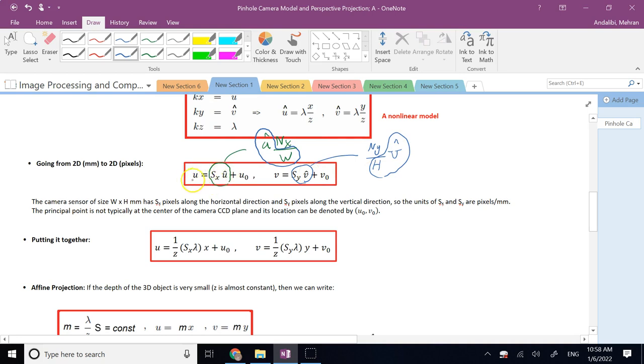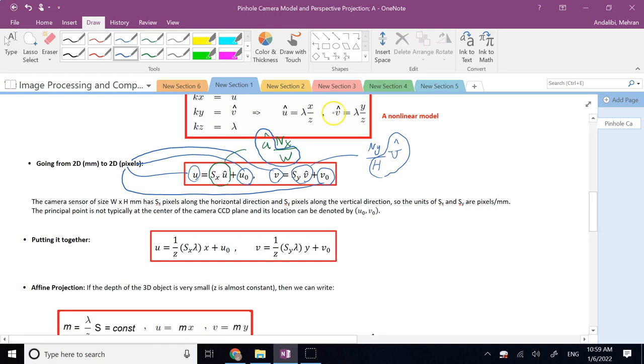The difference is that the U and V you see now are in units of pixels. Why? Because U hat and V hat were in millimeters, and SX and SY are pixels over millimeters, so the units simplify. The other thing is that U naught and V naught, which we added, also have units of pixels. They are not physical distances; they are a number of pixel offsets from the physical center. So now U and V are pixels.